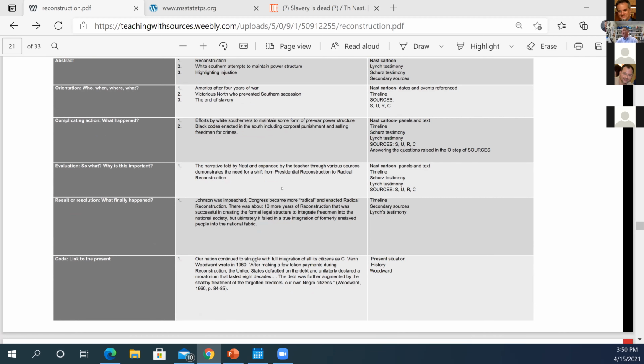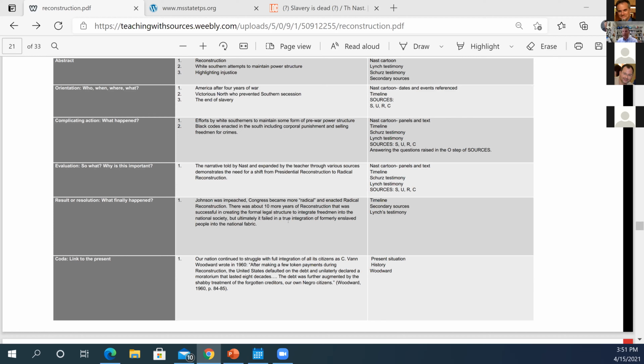And then result: Johnson was impeached. Congress became more radical and enacted radical Reconstruction. There's about 10 more years of Reconstruction that was successful in creating a formal legal structure to integrate freedmen into national society, but ultimately it failed in true integration of formerly enslaved people into the national fabric.